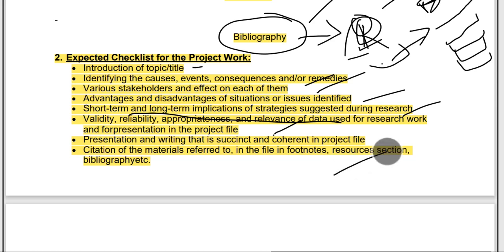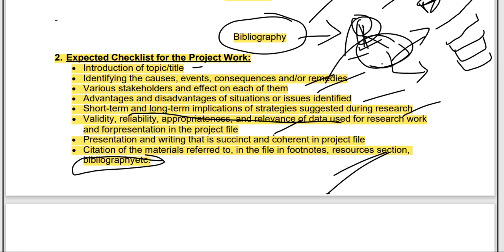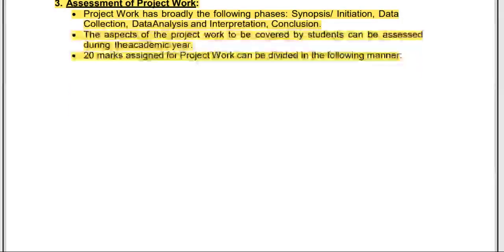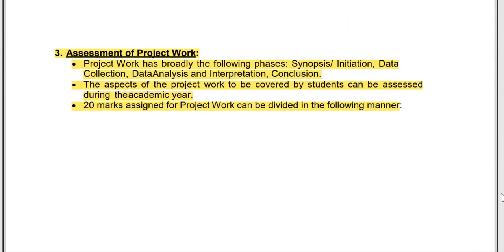Then presentation and writing should be neat and clean. Then citation of materials referred to in the footnotes, research section or bibliography, etc. You have to cite your materials which you referred to. I already told you about the bibliography: for example, he or she took help from my video, he or she will have to mention I took help from this for the successful completion of my project file, and this should be in URL.